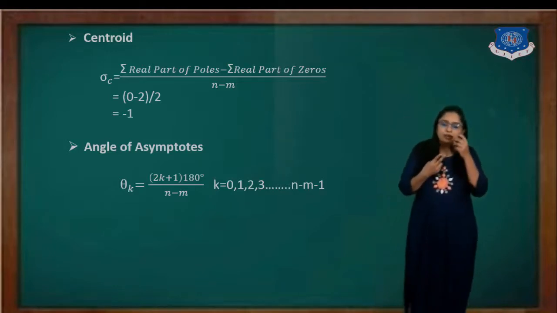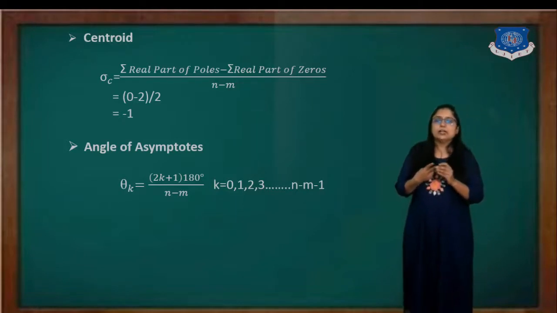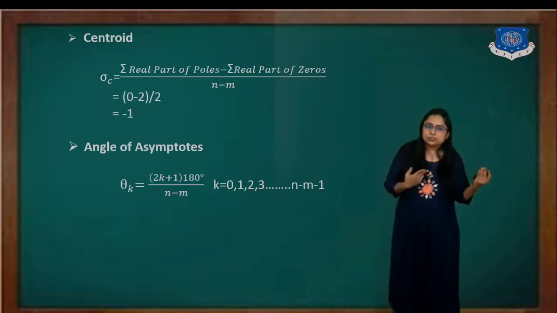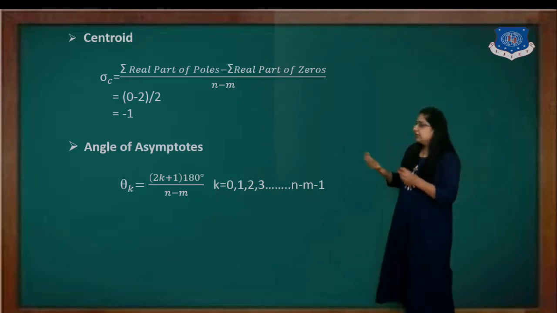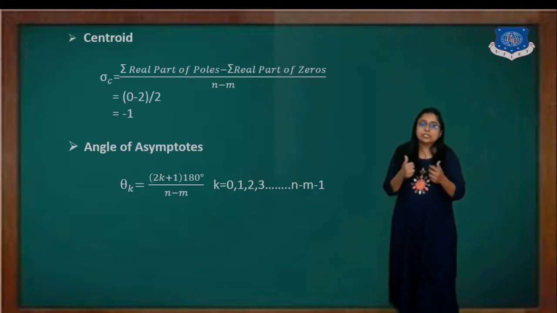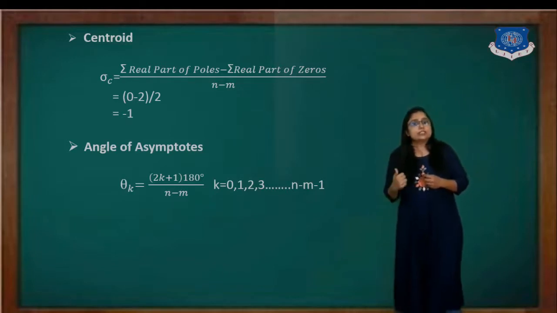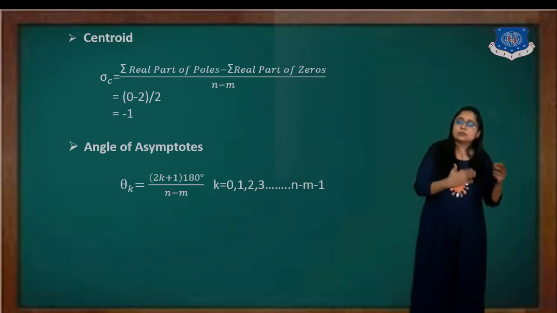Whatever transfer function is given to us, we compare the number of poles and the number of zeros. If they are not equal, here we have 2 poles but as such we do not have any zero, that's why we are getting 2 directions. For example, if my transfer function is 1 upon (s plus 1)(s plus 2).